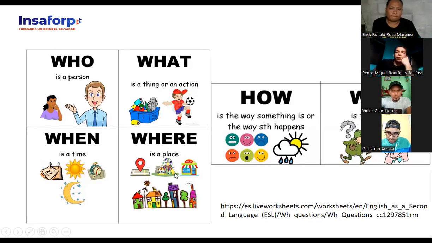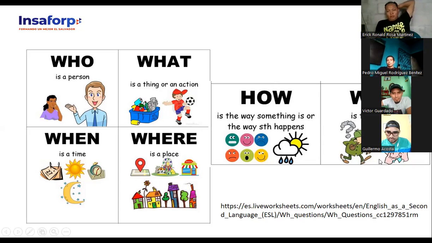When is the next vacation? On Monday. Okay, where is a place? Where is the restaurant? Where is the hospital? Where are you from? Where is he from? Okay, how is the way something is or the way something happens. Y por eso si ven aquí unas caritas, curious, happy, sad, angry, surprised, crazy. Entonces, how, para preguntar, ¿cómo estás? How are you? How are you feeling? ¿Cómo te sientes? How is the weather today? ¿Cómo está hoy el clima?